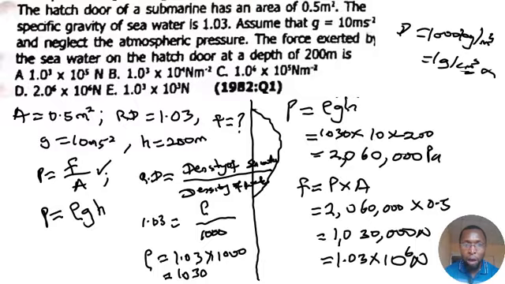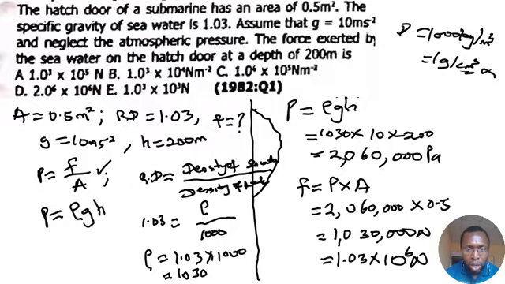Let's go back to the options we have. We have said the ones with Newton are the ones that will likely be correct. So we have 1.0 times 10 to the power 5 Newton. That is wrong. We have 2.0 times 10 to the power 6 Newton. It's also wrong. Then we have 1.0 times 10 to the power 3 Newton. That's wrong. Now, the one with 10 to the power 6 is the correct answer. So that's 1.03 times 10 to the power 6.